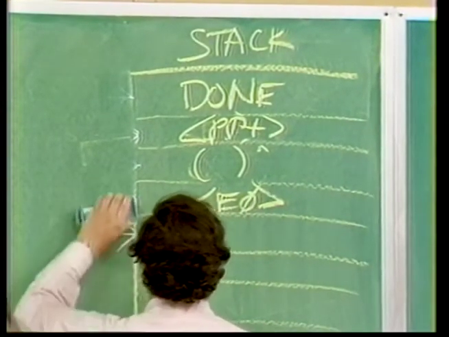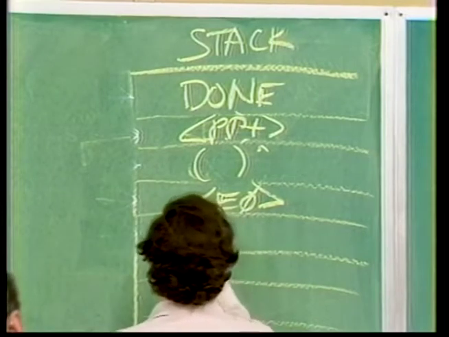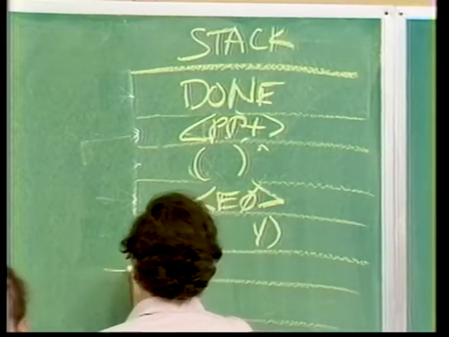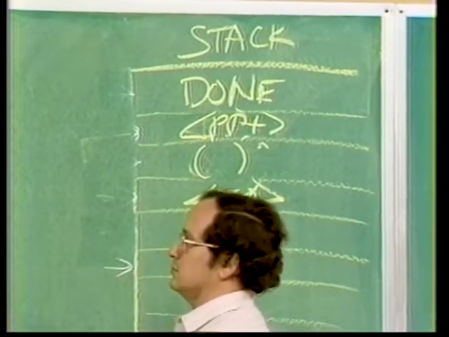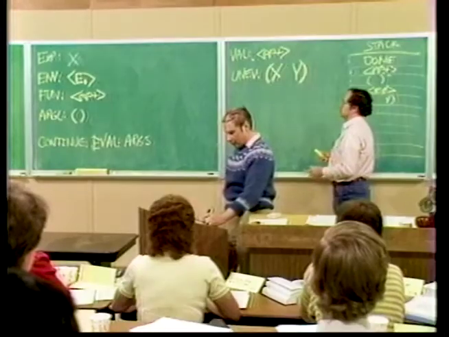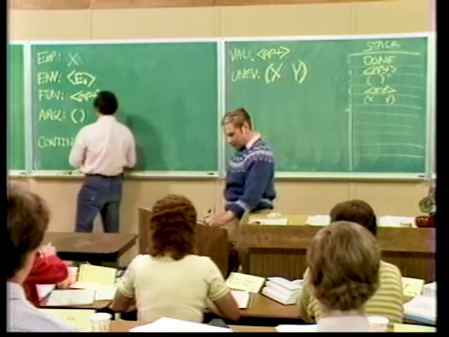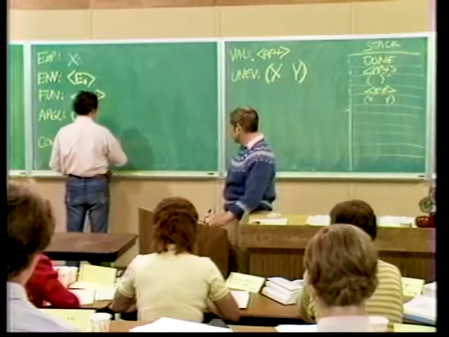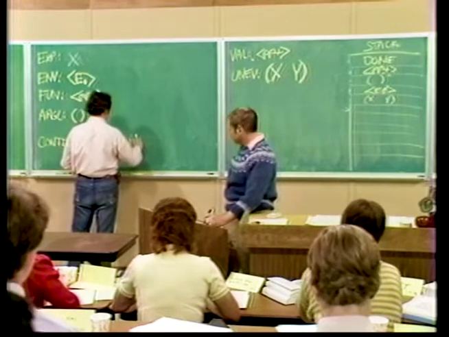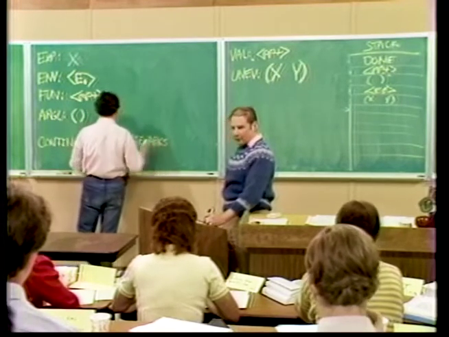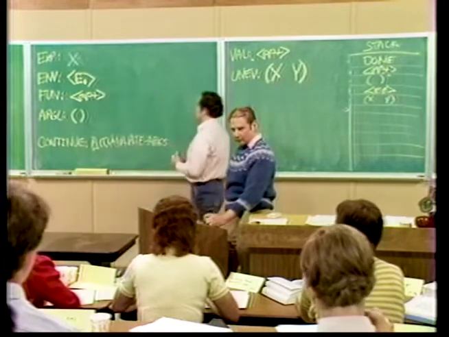We save unev, because those are all things we might need later. We're going to need the environment to do some more evaluations. We're going to need unev to look at what the rest of those arguments were. We're going to assign continue a place called accumulate arg. Now we've set up for another call to eval dispatch.